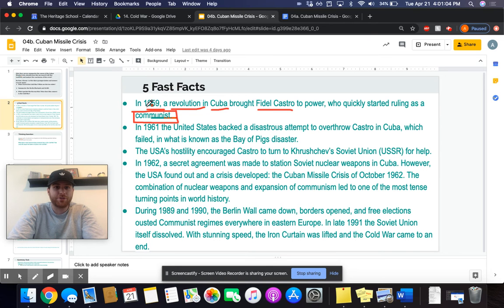So we see only 2 years later, in 1961, the U.S. actually tries to overthrow Castro in Cuba. And this is a disastrous attempt. All right, this is known as the Bay of Pigs invasion. JFK is the president during this failed attack. And it's really a black eye for the U.S.